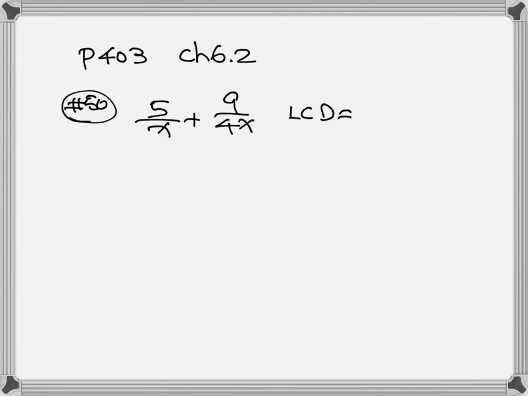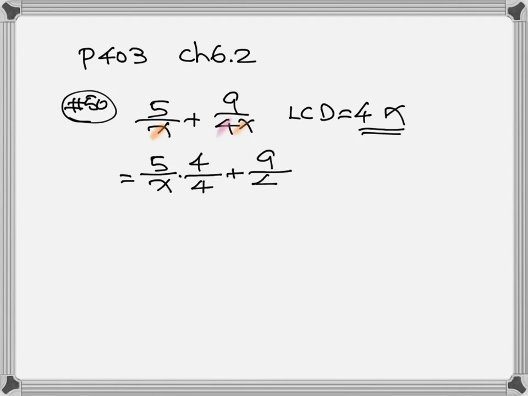So the least common denominator in this case, you see both have x. So we want the x. But you see over here, there's also a 4, so we're going to take that 4. So my least common denominator is 4x. So let's bring down my first fraction, 5 over x. You see, we only have x, but my common denominator is 4x. So I'm missing what? A 4. So I multiply top and bottom by 4, plus 9 over 4x.